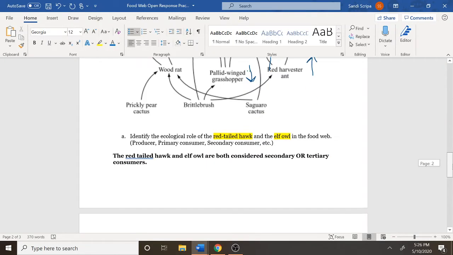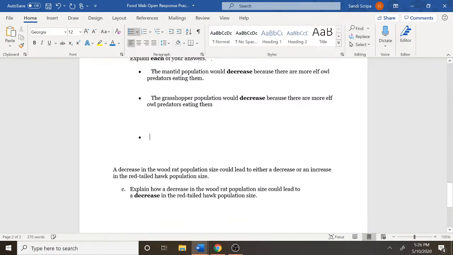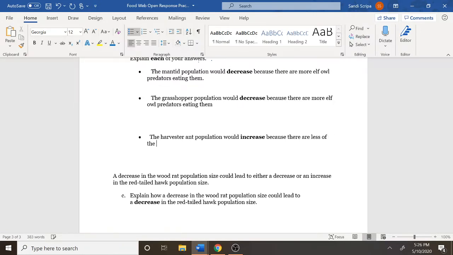So let's go back now. This is the last part. So the harvester ants population would increase this time because there are less of their predator, which is the mantid. All right, so hopefully that makes sense.